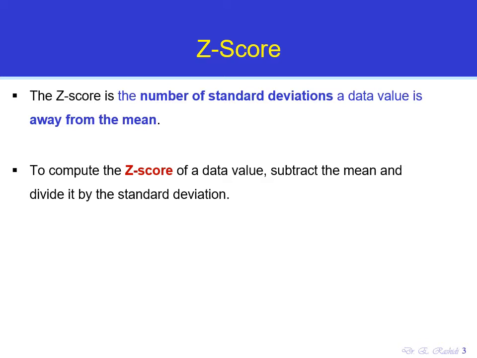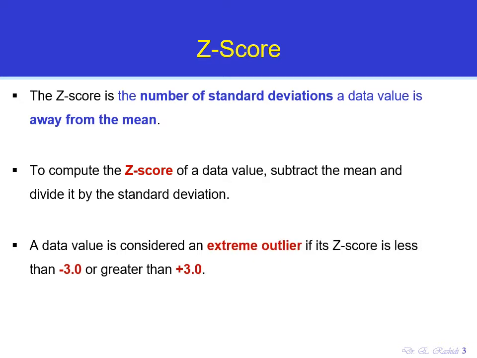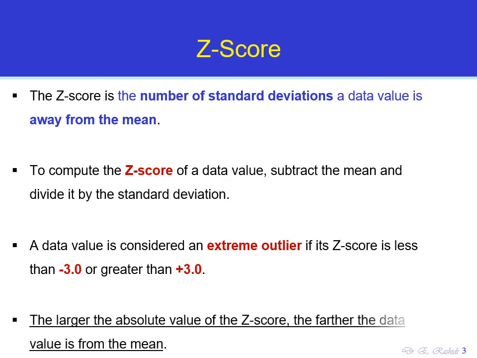The Z-score can also be used to define an extreme outlier. A data value is considered an extreme outlier if its Z-score is less than -3 or greater than +3. If it's +3, then the data value is an extreme outlier on the right. If it's -3 or less than -3, then the data point is an extreme outlier on the left. The larger the absolute value of the Z-score, the further the data value is from the mean.